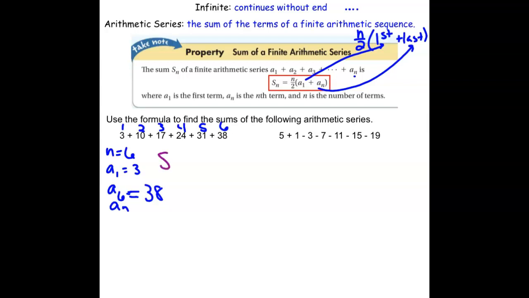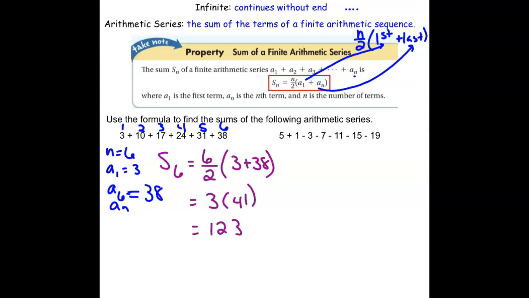So we have S sub 6, we're adding 6 numbers together. We take 6 and divide it by 2, and then we add the first and the last together. So the 3 plus the 38 gets added together. Well, 38 plus 3 is 41, and 6 divided by 2 is 3. So we get 3 times 41, which would be 123.